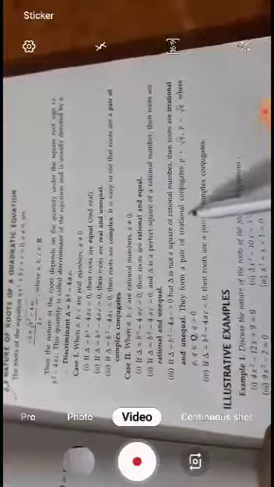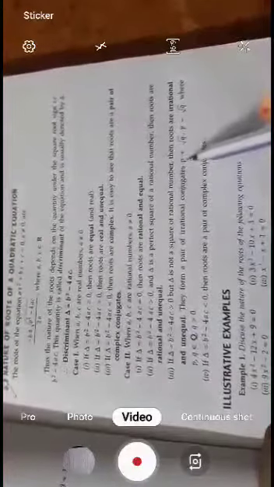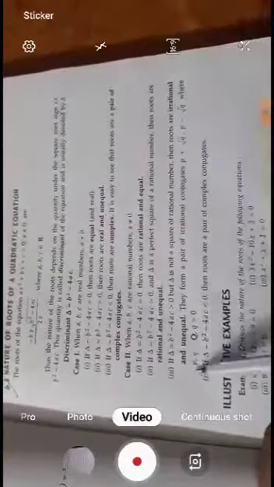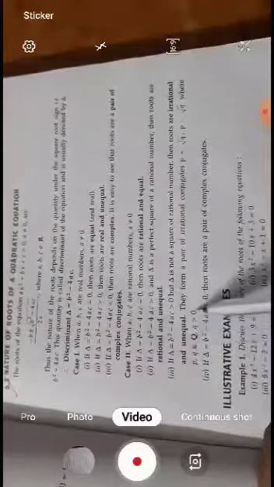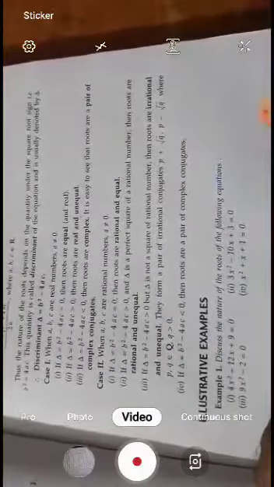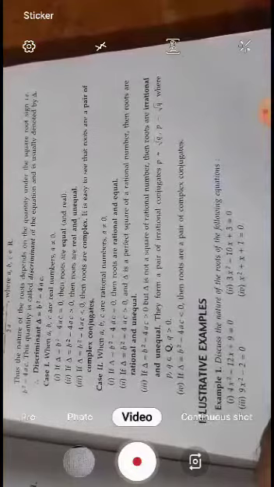They form a pair of irrational conjugates like p + √q, p - √q, where p, q belong to Q, q greater than 0. If b² - 4ac, meaning delta, is less than 0, then the roots are a pair of complex conjugates. This form is used only to find the nature of the roots. Discuss the nature of the roots.